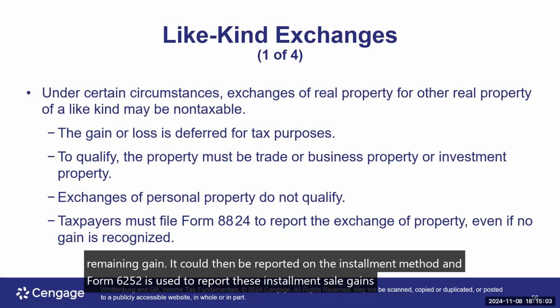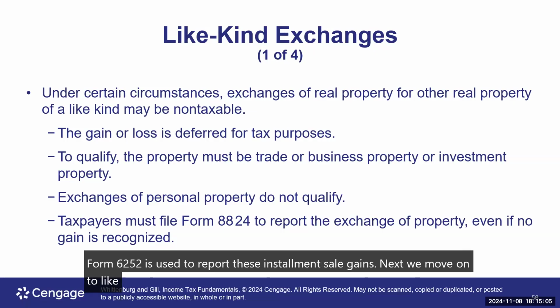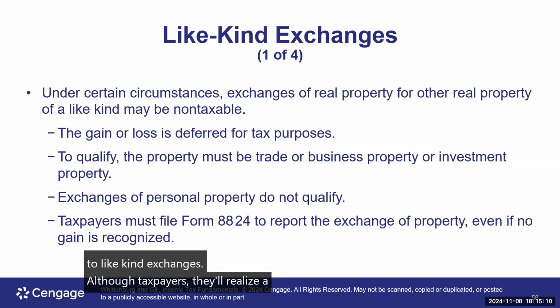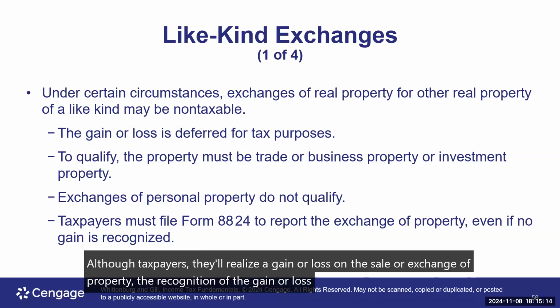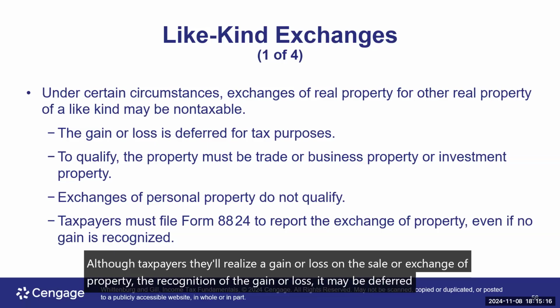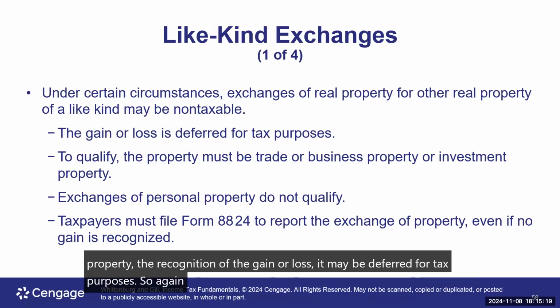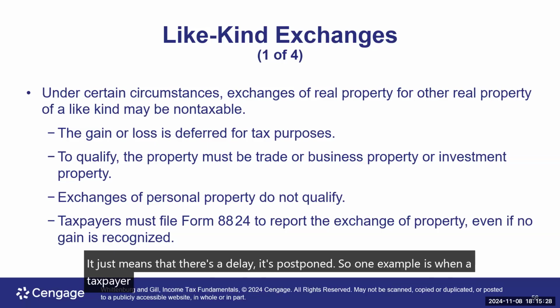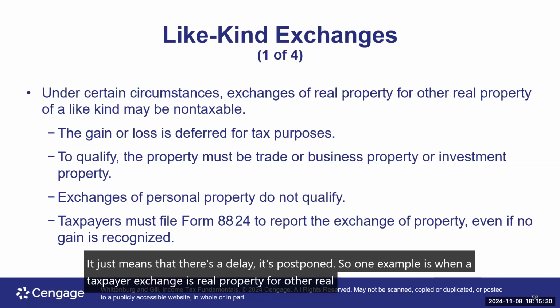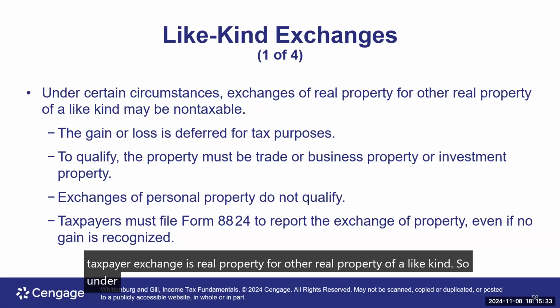Next, we move on to like-kind exchanges. Although taxpayers will realize a gain or loss on the sale or exchange of property, the recognition of the gain or loss may be deferred for tax purposes. Again, deferred doesn't mean that they'll never recognize taxes. It just means that there's a delay. It's postponed. One example is when a taxpayer exchanges real property for other real property of a like kind. Under these circumstances, the transaction may be non-taxable.